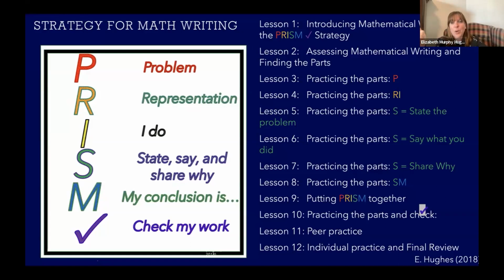Lesson 5, you go into state the problem. This is simply, if you're going to do this with your students, we take the question and we rewrite it as a topic sentence. I've had discussions with people before. Do you really need to rewrite it as a topic sentence? Is that really essential to students' understanding? My stance on this right now is we don't know.